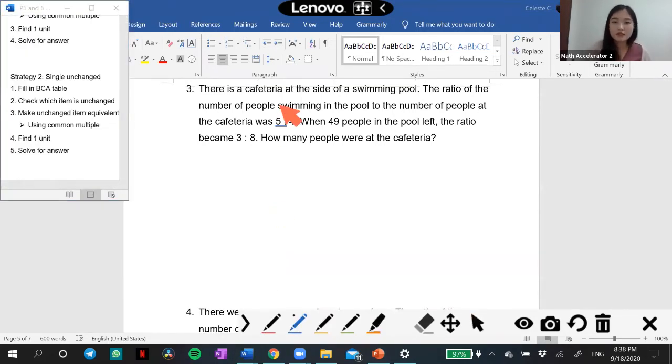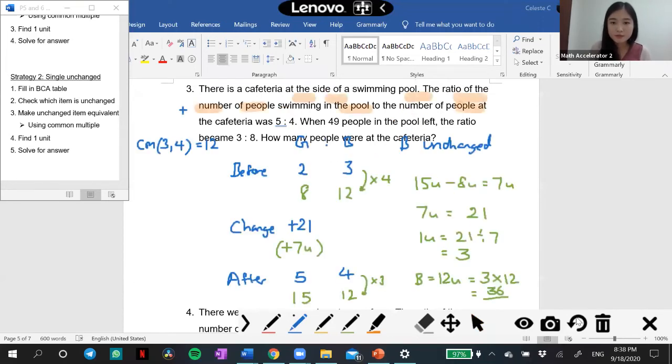Right, there's a cafeteria at the side of a swimming pool. You can continue copying if you're still not done with question 2. It'll be here. There's a cafeteria at the side of a swimming pool. The ratio of the number of people swimming in the pool to the number of people at the cafeteria was 5:4. When 49 people in the pool left, immediately when you see left, you must think, is it minus or plus? And then the ratio became 3:8. How many people were at the cafeteria?